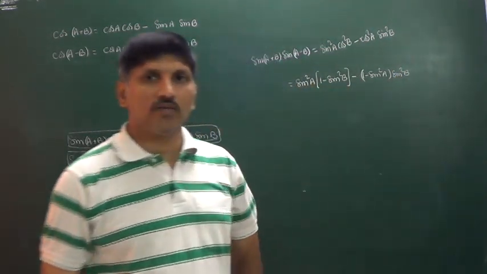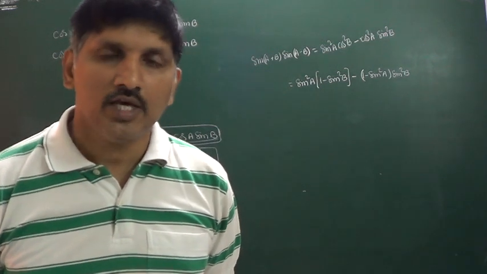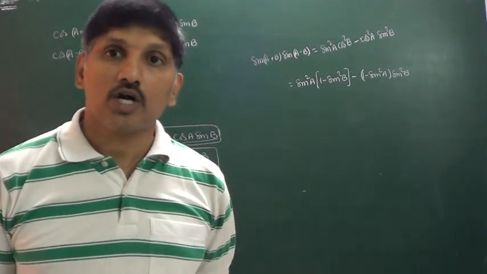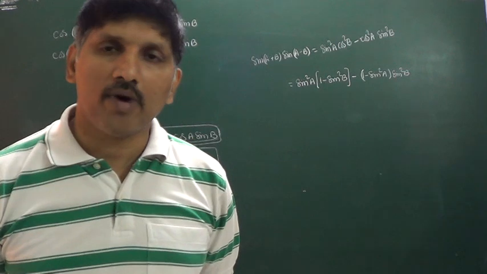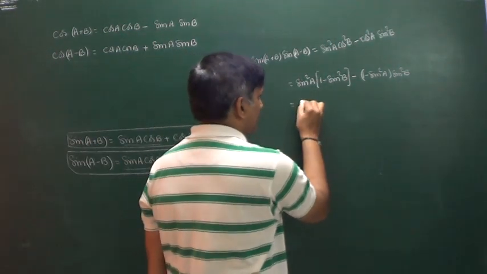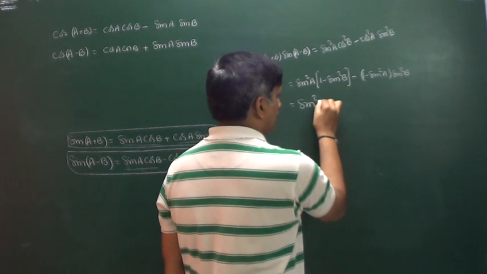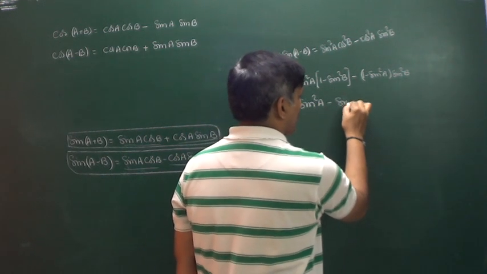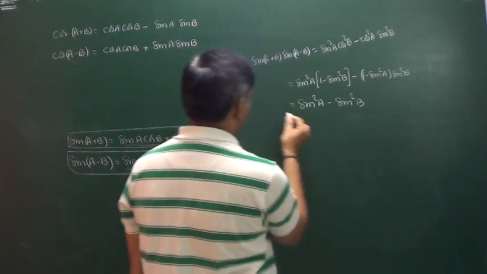I want to derive the formula exclusively in terms of sin, that's why I removed the cos terms. cos²A can be written as 1 minus sin²A. With this simplification we get sin²A minus sin²B. Yes, this is another formula.